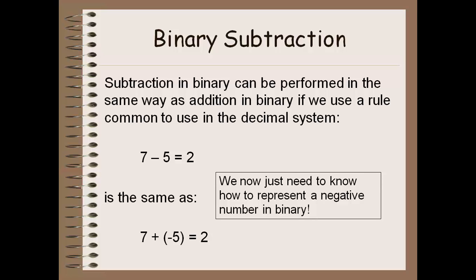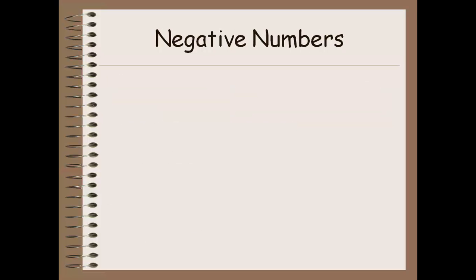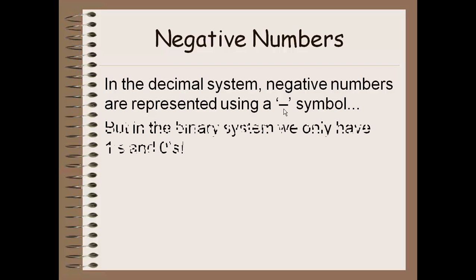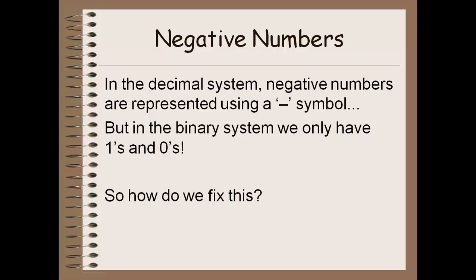Now all we need to know is how do we represent a negative number in binary? Well, this is easy to do in decimal system because I can use a negative symbol, but unfortunately in binary, if you remember, we only have zeros and ones. There's no such thing as a negative symbol. So how am I going to do this? How am I going to represent something being negative if I can't show a negative symbol?